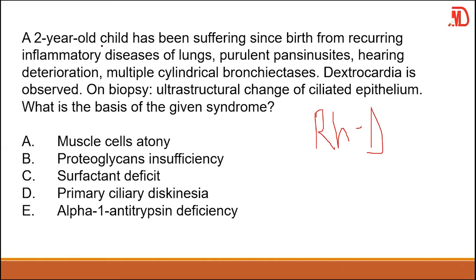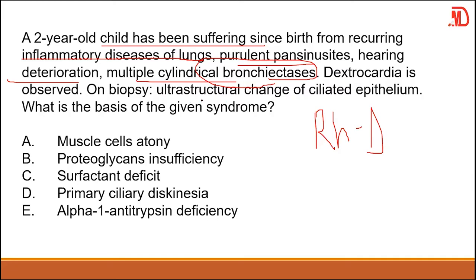Now, a 2-year-old child has been suffering since birth from recurring inflammatory diseases of the lungs, purulent pansinusitis, hearing deterioration, multiple cylindrical bronchiectasis, and dextrocardia. I think someone was mentioning something about Kartagener syndrome. Yes. So usually in Kartagener syndrome, dextrocardia is observed as well.